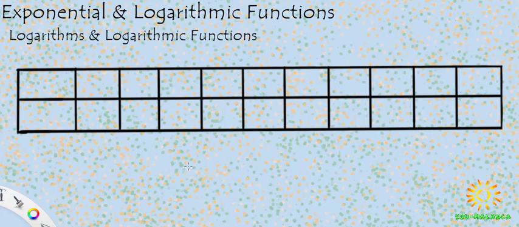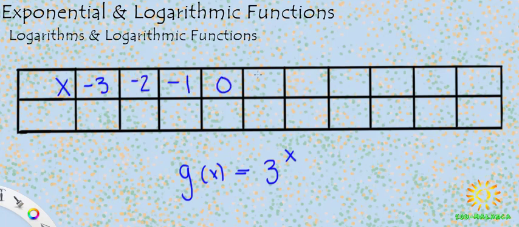What is the function? g of x is equal to 3 to the power of x. Let's start by defining the values of our domain, our x values. For this function, we're going to start with -3, -2, -1, 0, 1, 2, and 3.